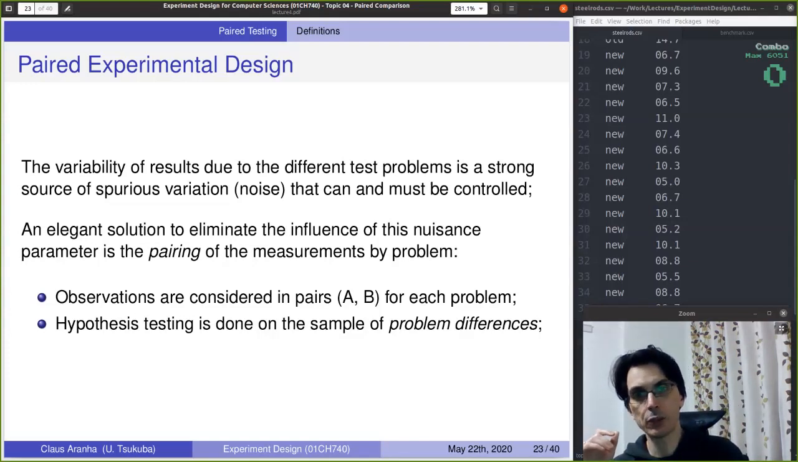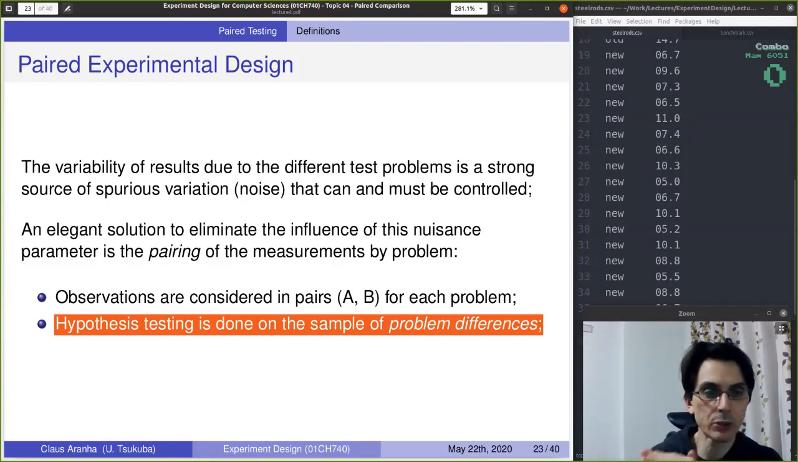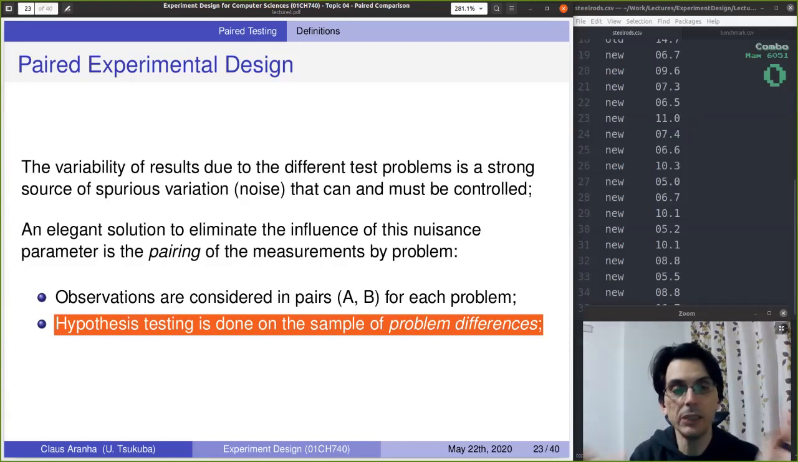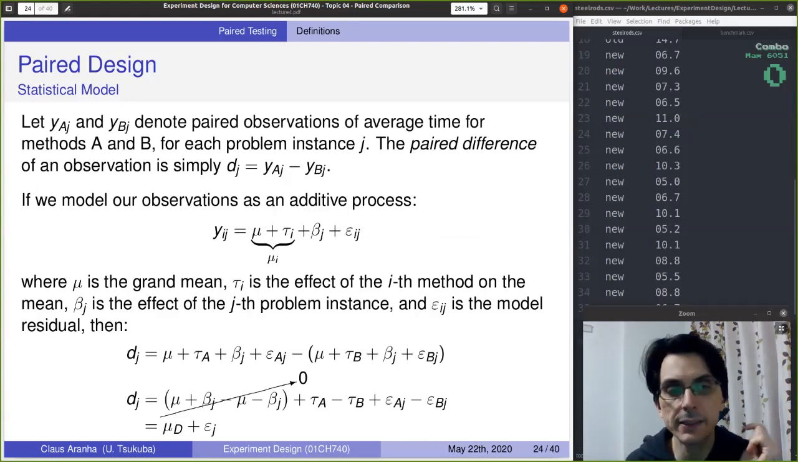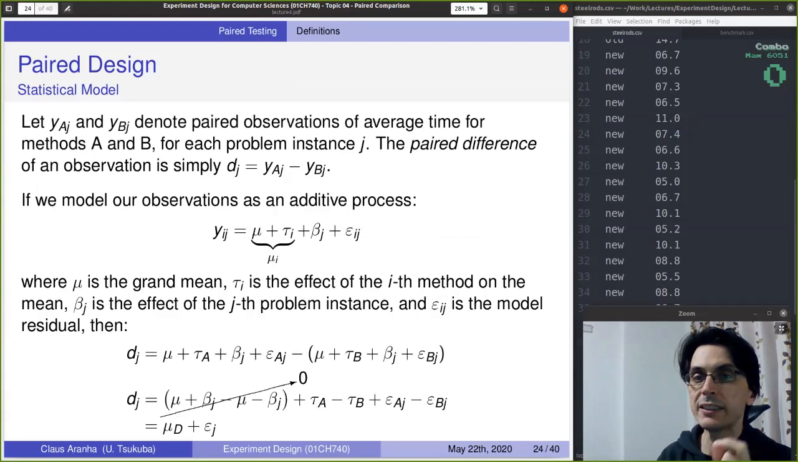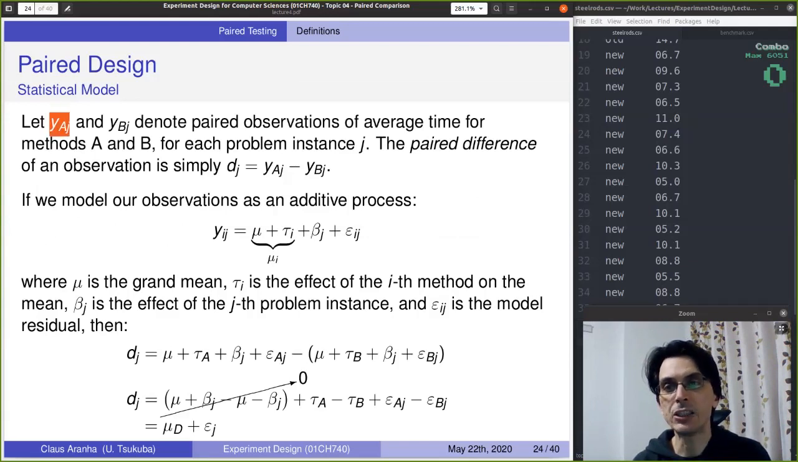The idea is that for each problem, we create a pair, A and B. So for each problem, we have a pair, one observation from algorithm A, one observation from algorithm B. The hypothesis testing is done on the sample of problem differences. So it's not like in the previous video, where we saw the difference of means; here we are looking at the difference per problem. So let's look at the statistical model. The statistical model is similar to the last one, but there are some key differences here. Let's say that YAJ and YBJ are the paired observations for the problem J. So the pair difference will be DJ, which is YAJ minus YBJ.